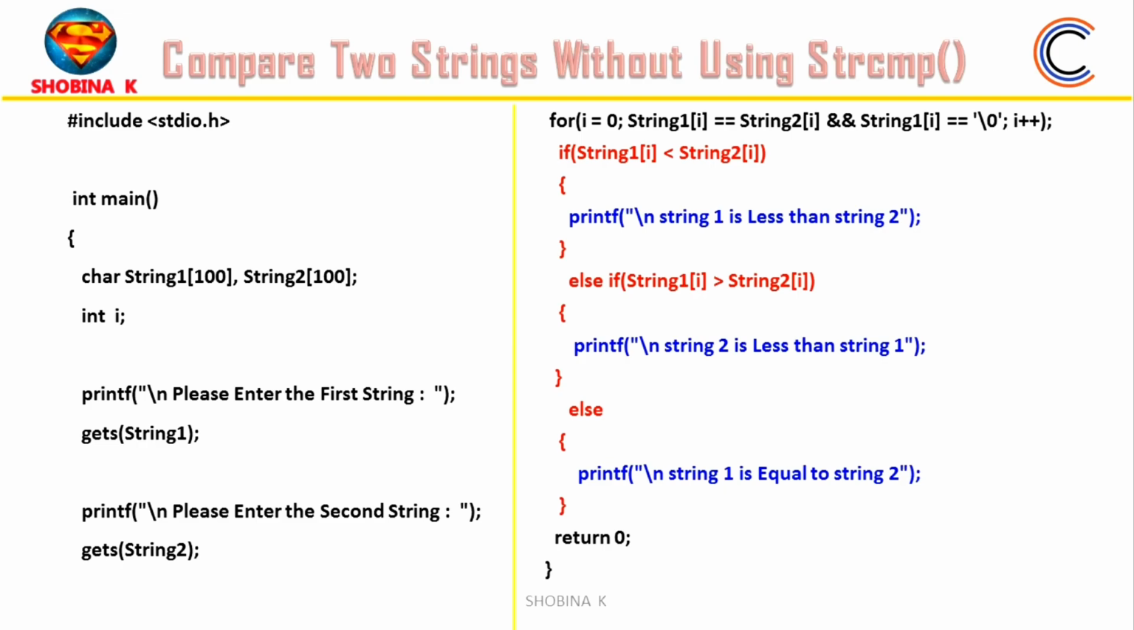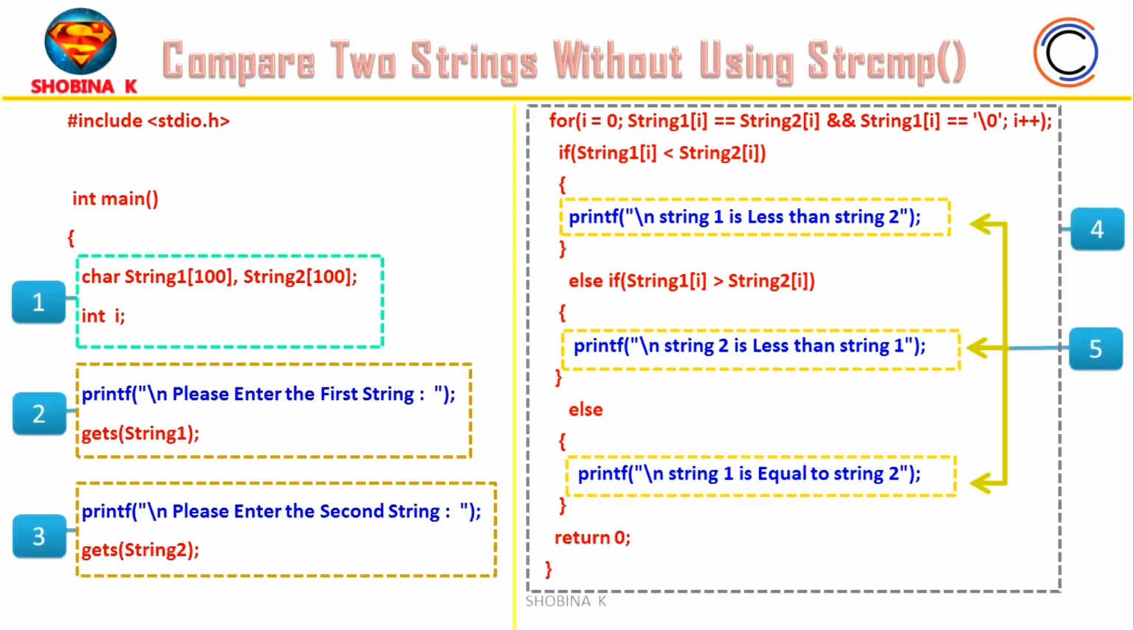First, we're going to check if the user input string 1 is less than string 2. If it is true, it's going to print string 1 is less than string 2. Next, we check if string 1 is greater than string 2. If the statement is true, it is going to print string 2 is less than string 1. And next, we move on to the else condition. When condition 1 and condition 2 are false, it will print string 1 is equal to string 2.